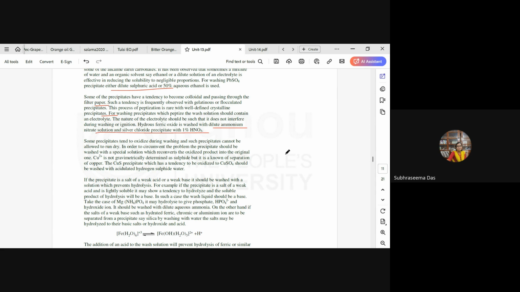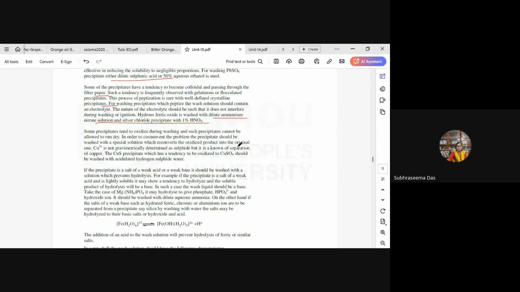Now, there are other precipitates which tend to oxidize during the washing process, and such precipitates cannot be allowed to dry. In order to prevent this problem, the precipitate should be washed with a special solution which reconverts the oxidized product into the original one. For example, copper 2+ is not gravimetrically determined as sulfate, but it is a known method of separation of copper.